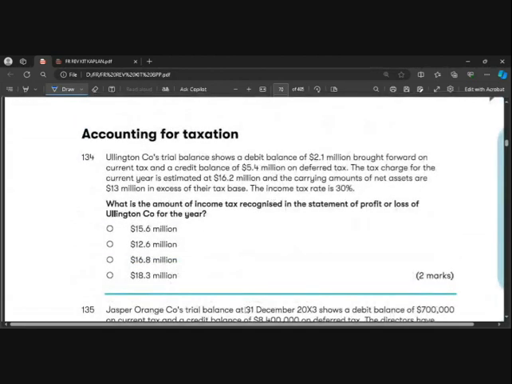134. What is the amount of income tax recognized in the statement of profit and loss account for the current year? The trial balance shows a debit balance of 2.1 million on current tax and a credit balance of 5.4 on deferred tax. The tax charge for the current year is estimated at 16.2, and the carrying amount of the net assets is 13 million in excess of the tax base. Income tax rate is 30%.